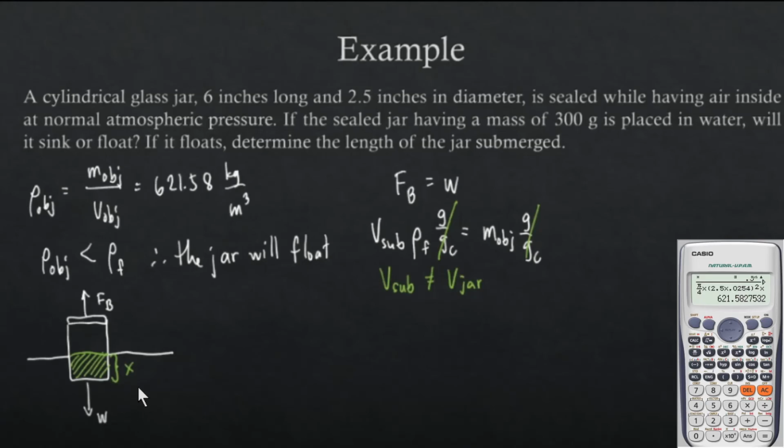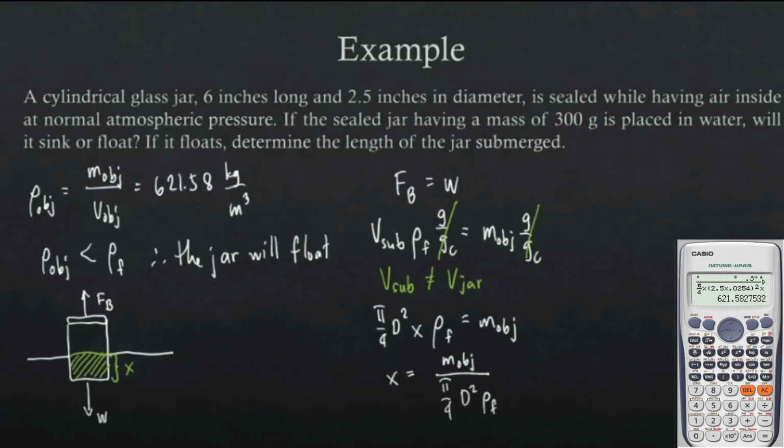The value of x directly tells us how much of the jar is submerged. We can write the volume submerged as pi over 4 times d squared times x. And we complete the equation by multiplying this to the density of the fluid, that's equal to the mass of the object. Rearranging this equation, this becomes x is equal to mass of the object divided by pi over 4 d squared times the density of the fluid.